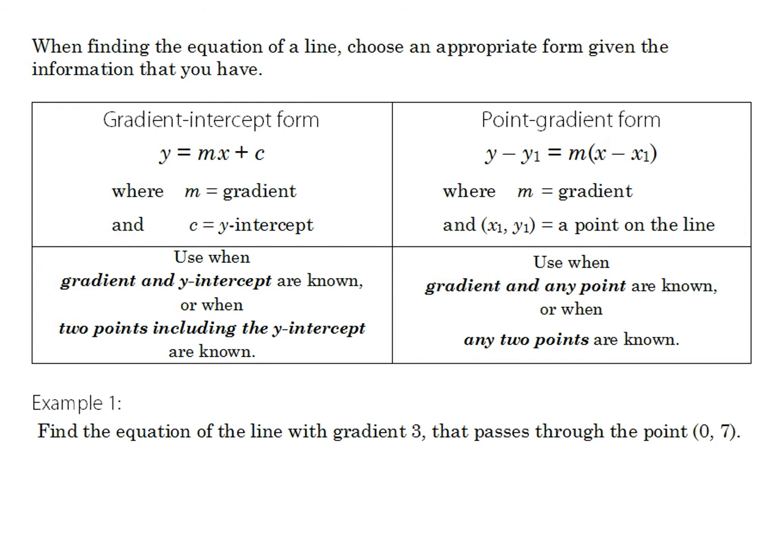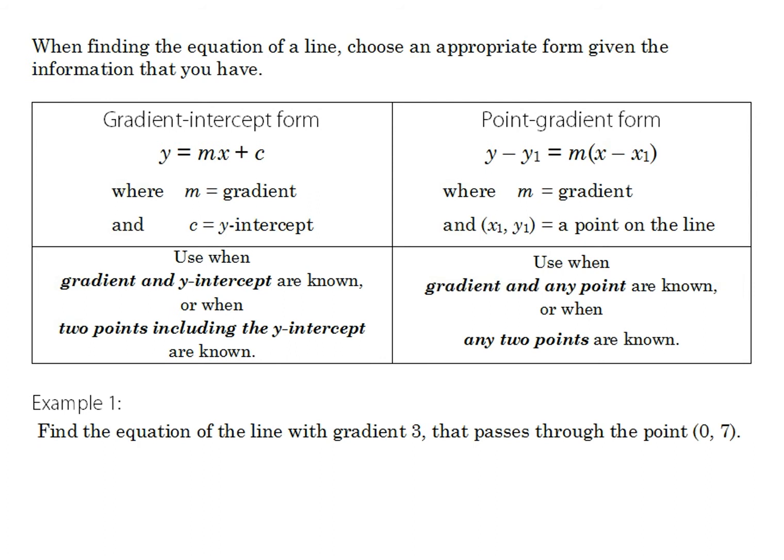This is a rearrangement of the gradient formula really, and the advantage here is that we need the gradient, which is m, and any point with coordinates x1, y1, and we can use this form. So I tend to use this form when I can. If I have the y-intercept, I'll use gradient-intercept form. It is possible to use gradient-intercept form for all problems. So I'll show you a couple of different ways to do some of the examples. So let's have a look at the first example.